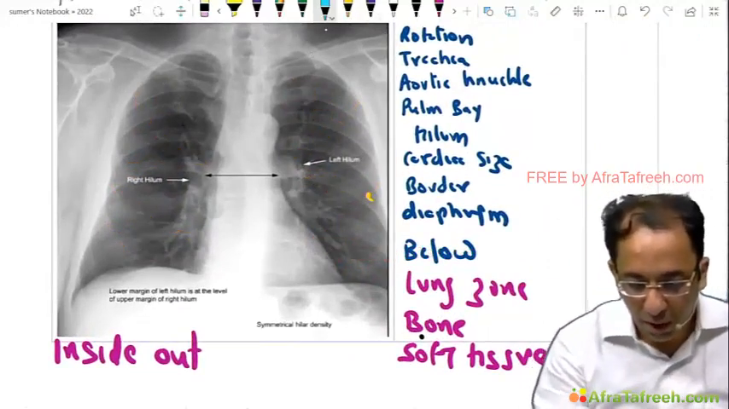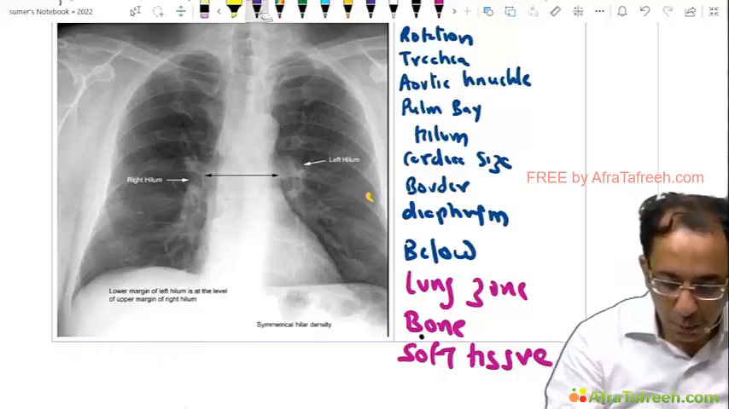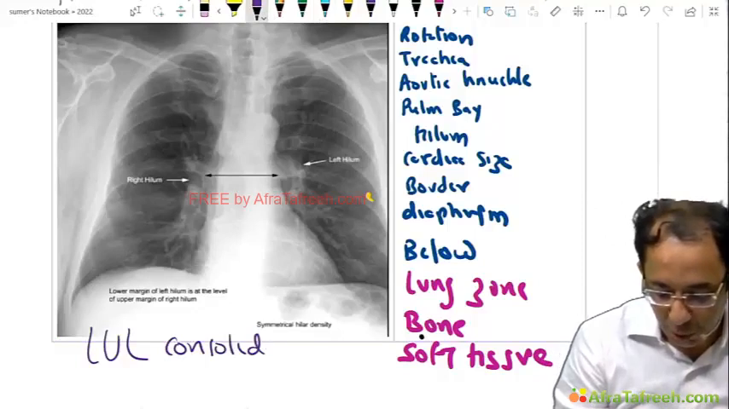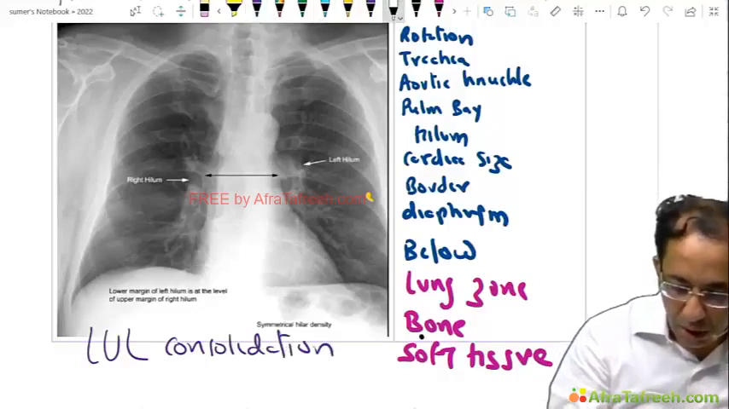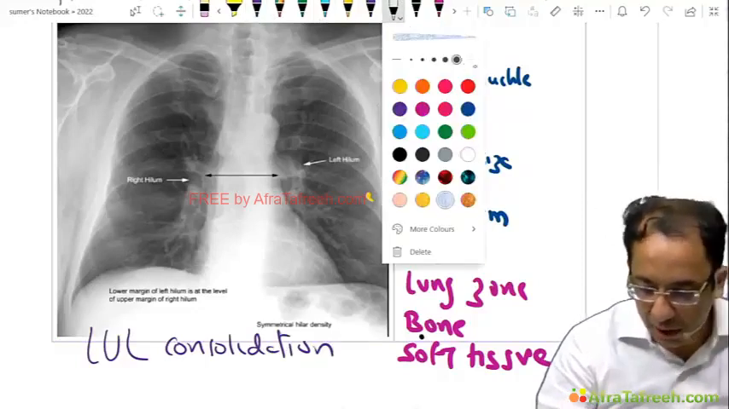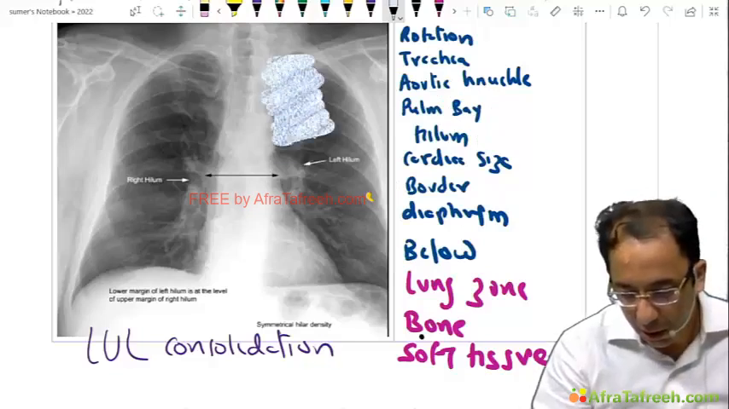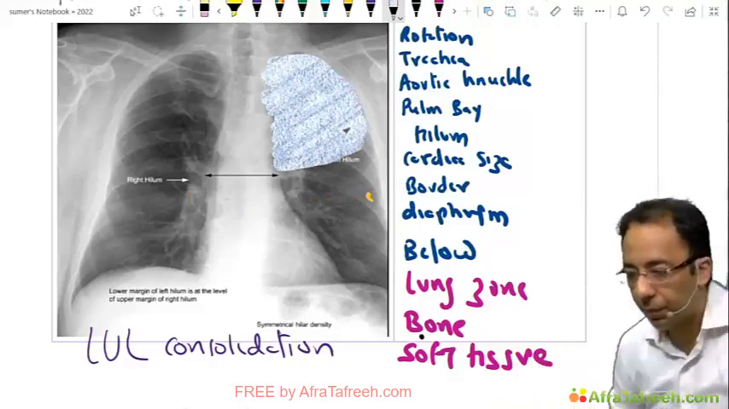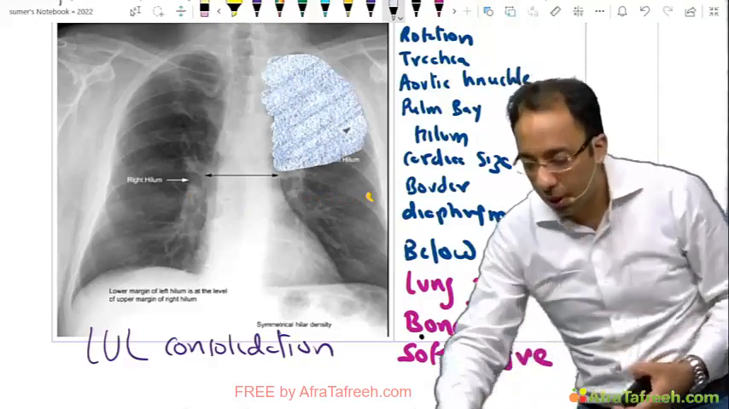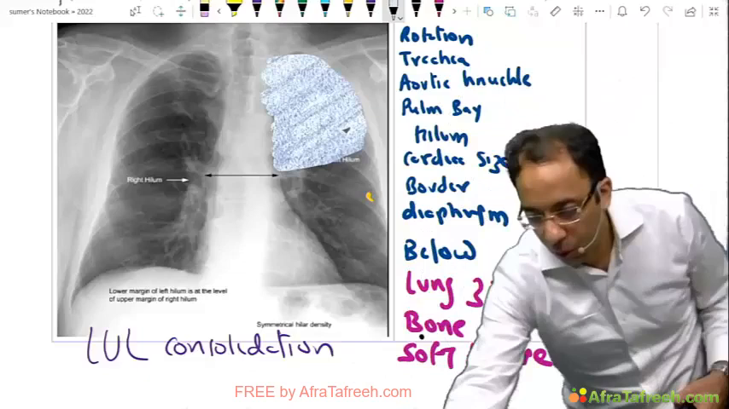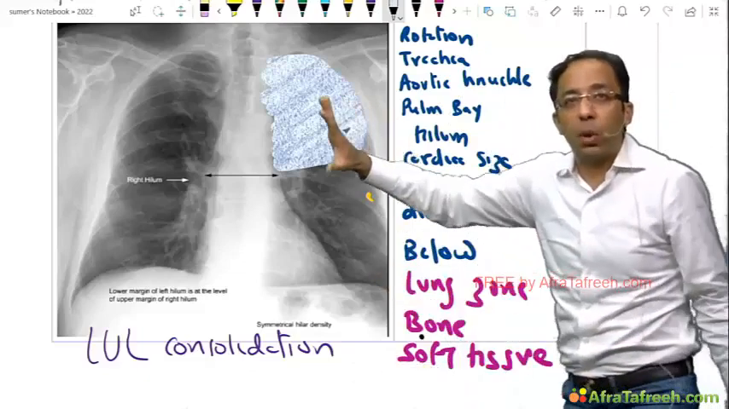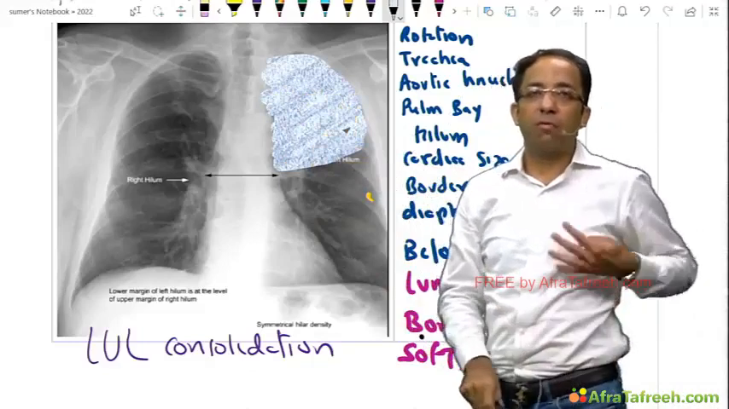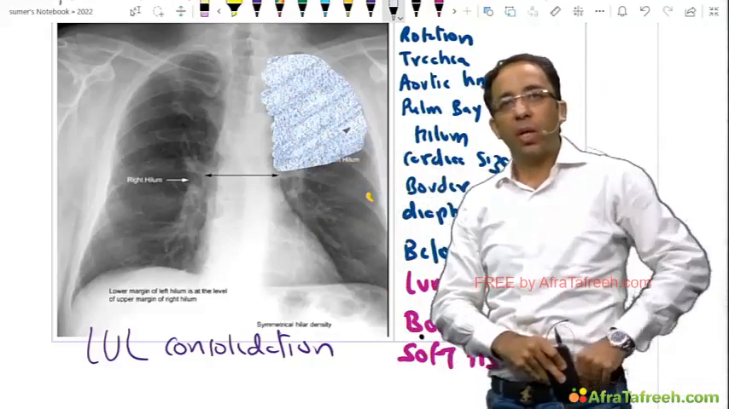Suppose you have a left upper lobe pneumonia. Suppose you have left upper lobe consolidation. Then you will see an opacity sitting here. Now, my question to you is this. Anybody can answer, tell me. If you have a left upper lobe pathology or a consolidation in the left upper lobe, will you be able to see the aortic knuckle?